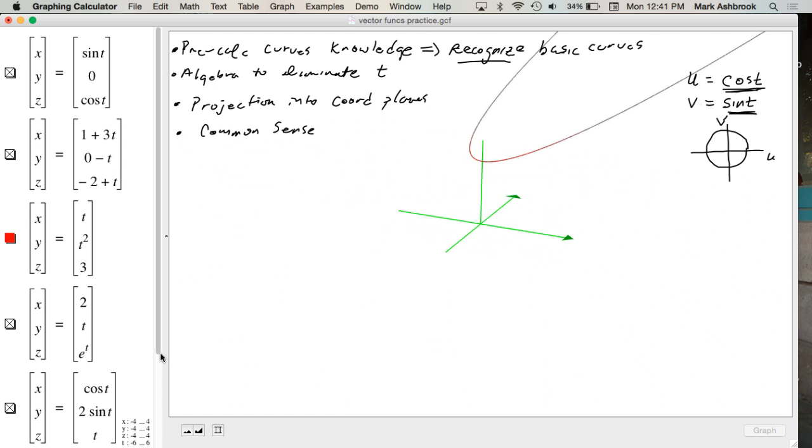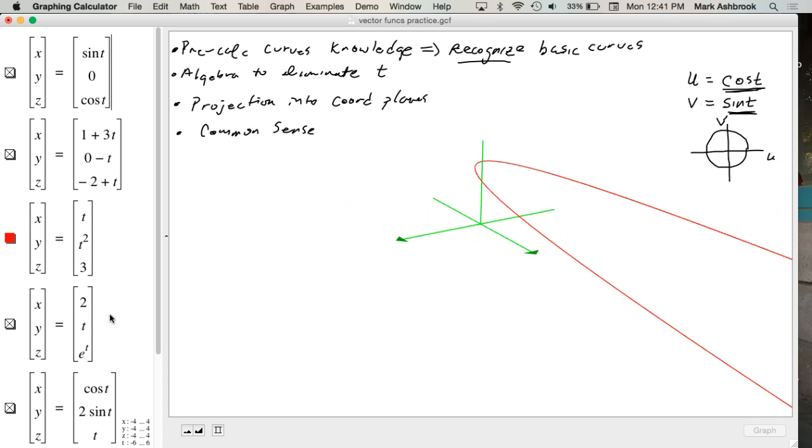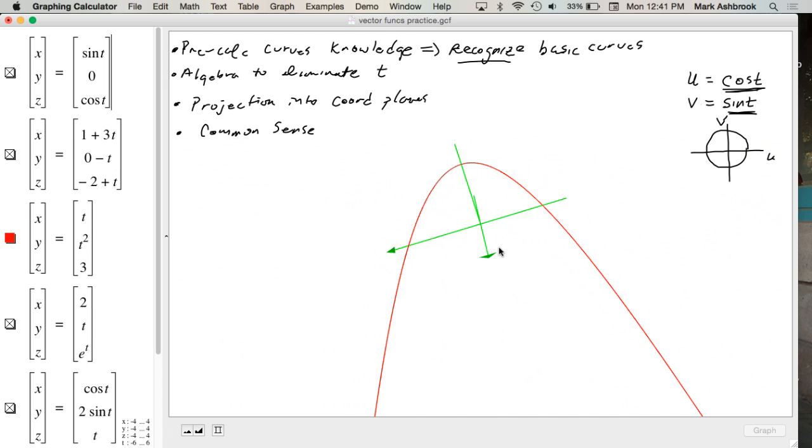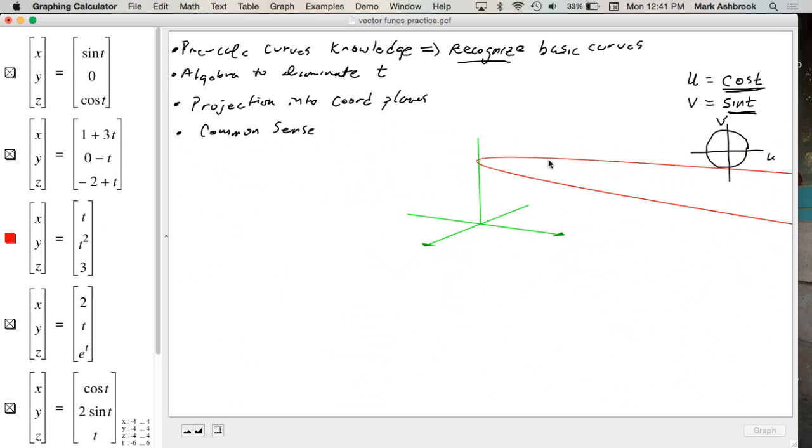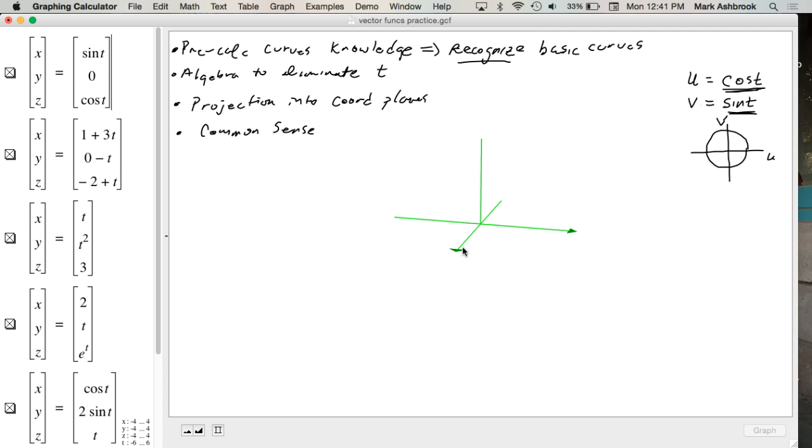Okay, next one. Similar. What's the next one? So it lives in the plane x equals 2, and it's an exponential function, right? z equals e to the y, living in x equals 2. Where is x equals 2? In front of your page or in front of the screen, 2 units. So it's going to live there. So there's that exponential function z equals e to the y, living in the plane x equals 2.